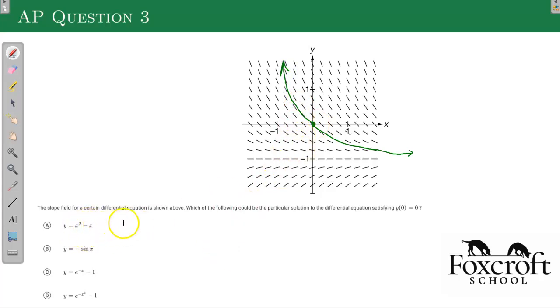X squared minus x is a polynomial. They never level off, so that's wrong. Sine of x is a wave. It's definitely not a wave. And then which one of these two? E to the negative x or e to the negative x squared? Which one could this possibly be?